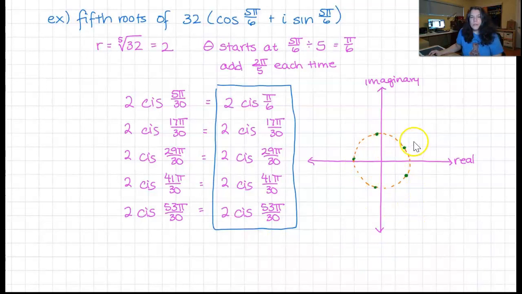Take a look around the circle. Do you notice how these are evenly spaced around the circle? It's always going to happen. And you should notice that. So that's another nice thing about these: figure out where you're starting. So you take the original angle and divide it by 5. That's your starting point. And then each time you're going 1/5 of the distance around the circle, and that's what gives you your 5 roots. That's why each time we add 1 rotation divided by 5 to find the next angle. So they want you to notice that.